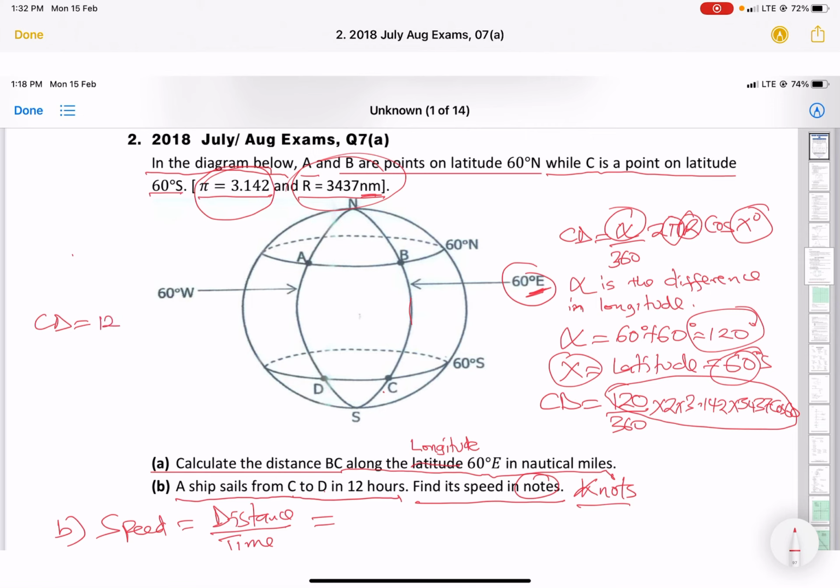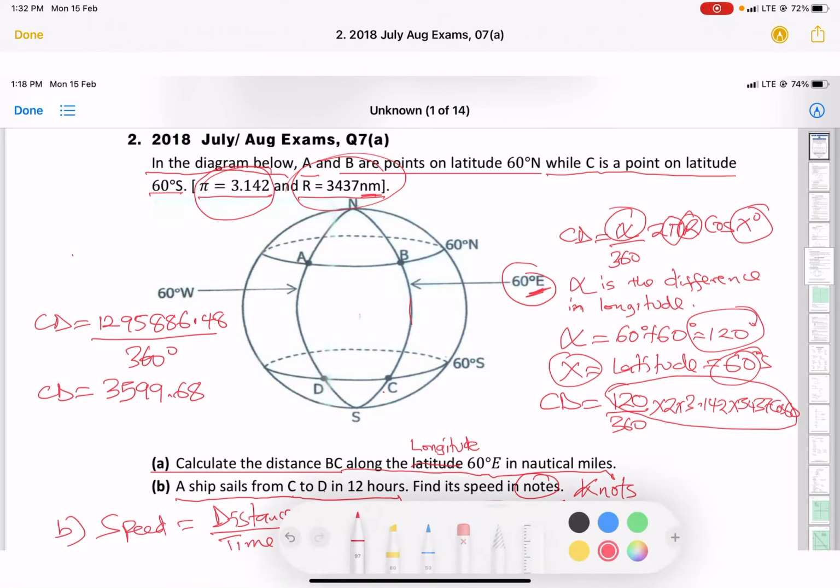When you multiply all of these, they give us 12,959,886.48 over 360 degrees. When you divide this number by 360 degrees, it gives us 3,599.68.